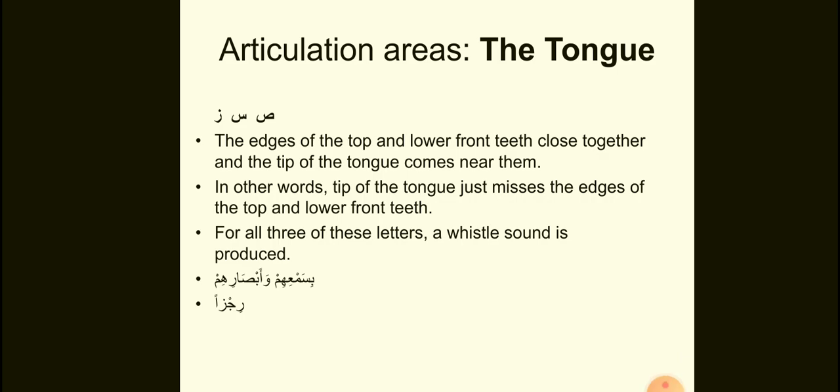Inshallah, we'll continue with the last special area in the tongue, which is the head of the tongue. From the head of the tongue, we have three letters produced: the letter Sad, the letter Sin, the letter Zai. Those three letters are produced from there, and let's see exactly from where we do pronounce the letters.